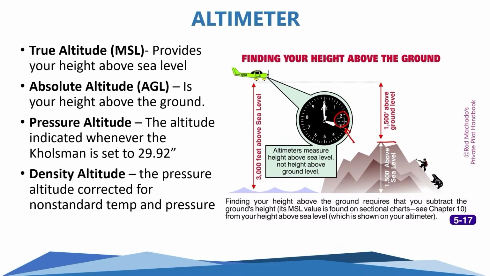The last one here is your density altitude, and your density altitude is your pressure altitude corrected for non-standard temperature and pressure. So basically, remember, our standard temperature and pressure values are 29.92 inches of mercury and 15 degrees Celsius. So this is a way that we can use another chart, which we'll learn in a future lesson, in terms of how to calculate density altitude and go through that equation.